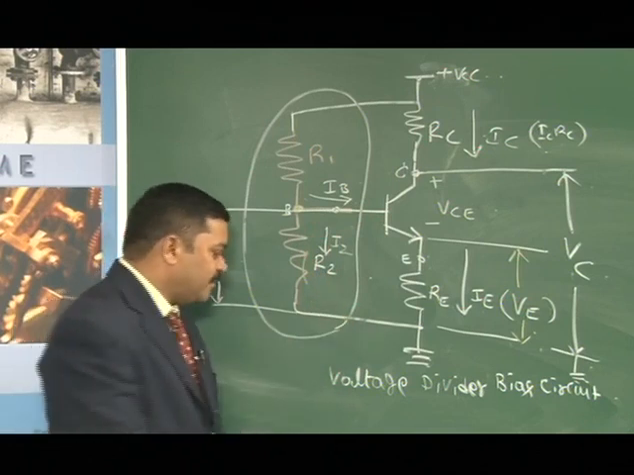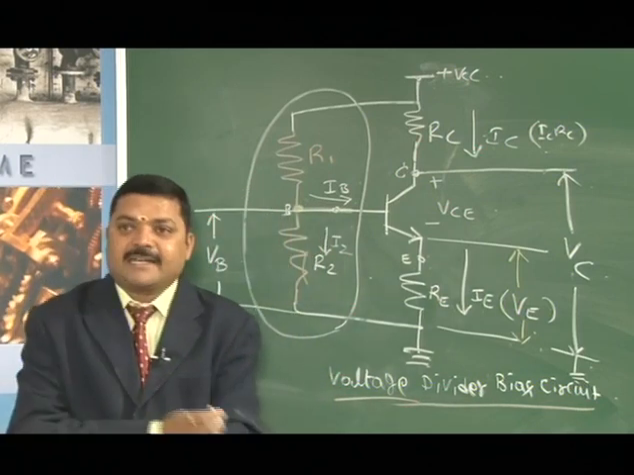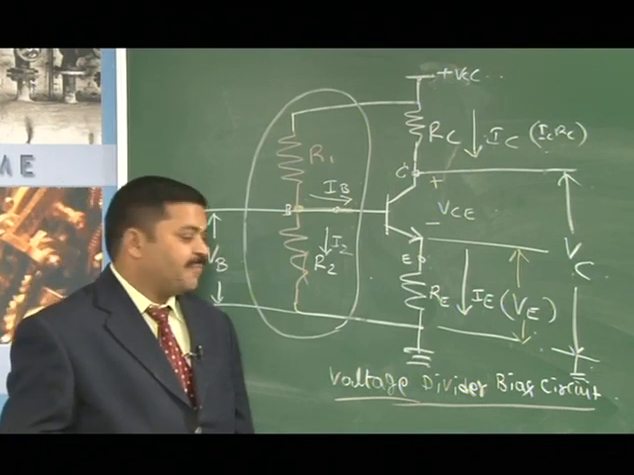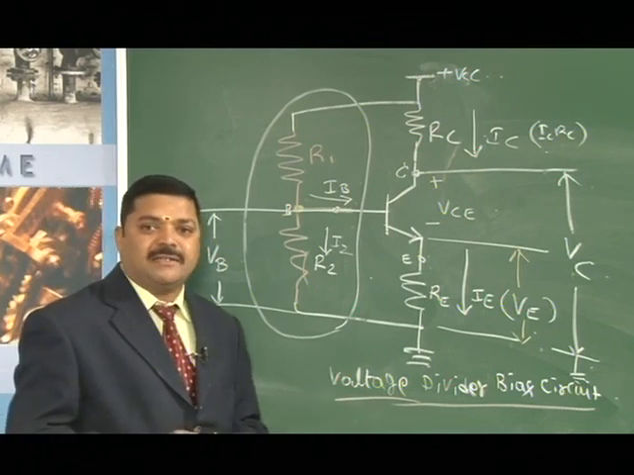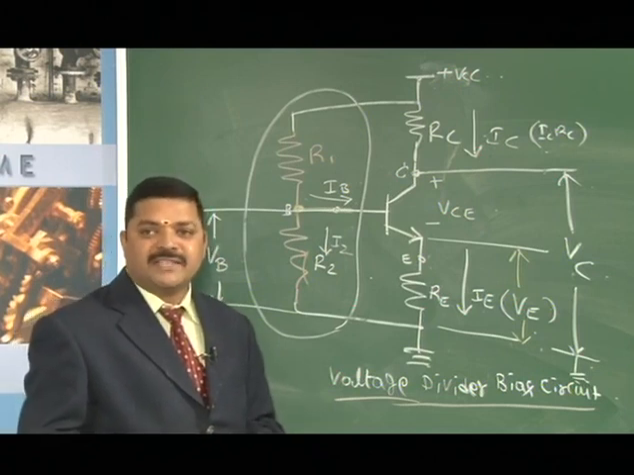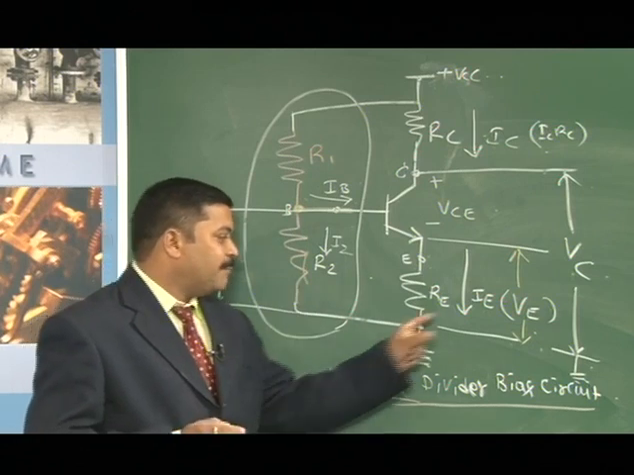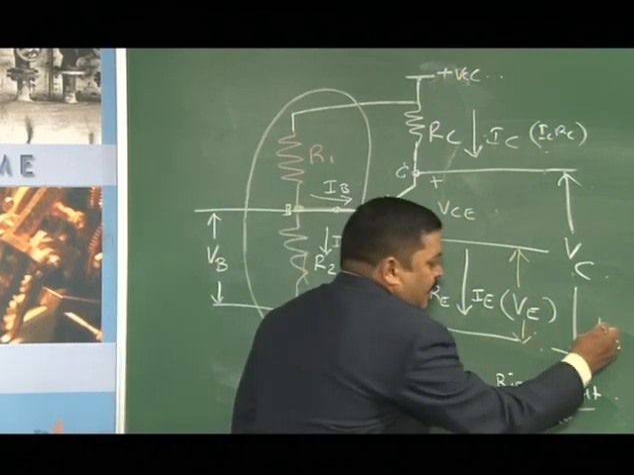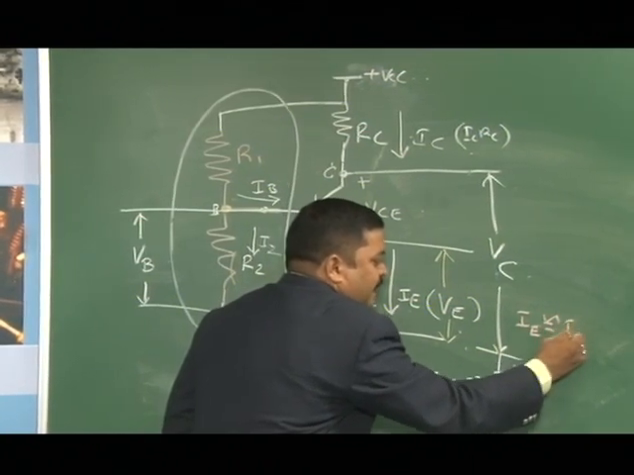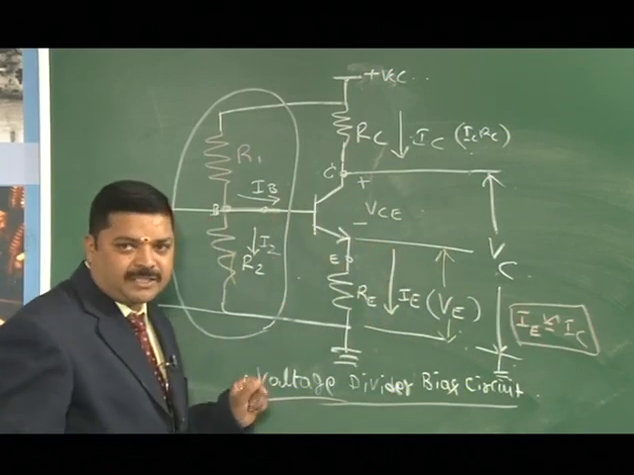My question is, there are two analyses here. One is the exact analysis or the precise analysis. The other one is the approximate analysis. When to use approximate analysis and when to use precise analysis? So this is approximate analysis. We will approximate here as IE is approximately equal to IC. So this approximation we will be using in the approximate analysis.